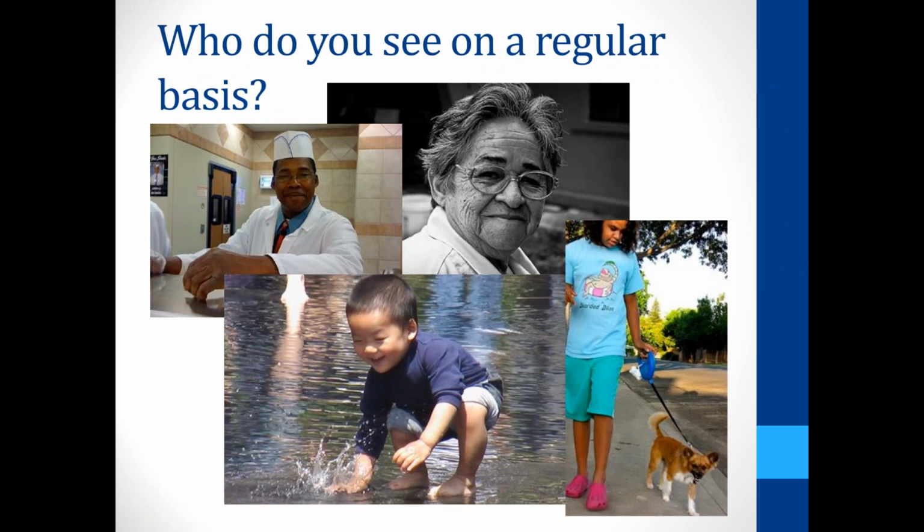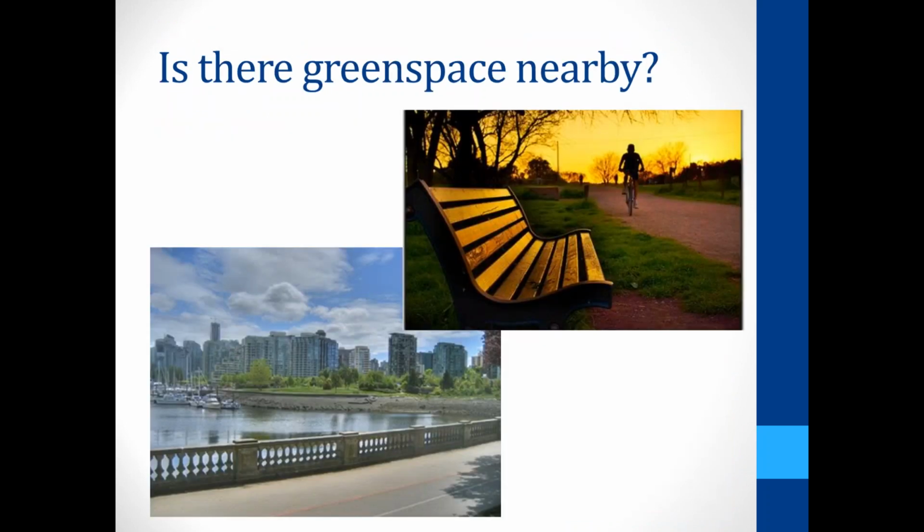Who do you see on a regular basis in your community? Young, old, people and families, elderly, seniors, people of different diverse groups, animals. Who else are your neighbors in your own community? Is there green space nearby? Do you have a large park like Stanley Park? Do you have a small neighborhood park? Are there boulevards or greenways for you to meander along?